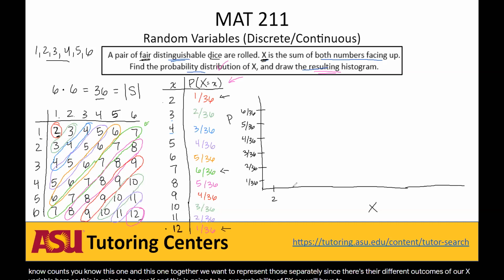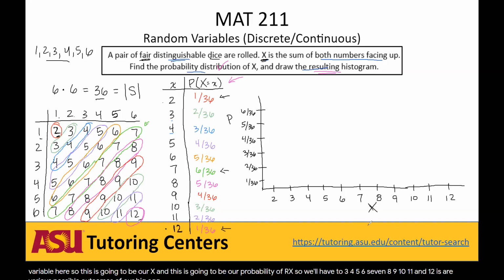So we'll have 2, 3, 4, 5, 6, 7, 8, 9, 10, 11, and 12 as our various possible outcomes of our big X. And now we can just draw in all of our bars to correspond to each of our probabilities. So we'll start with our 2 here. We have 1 over 36, so got a 1 over 36 there.